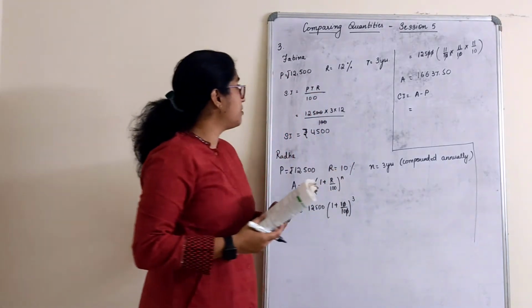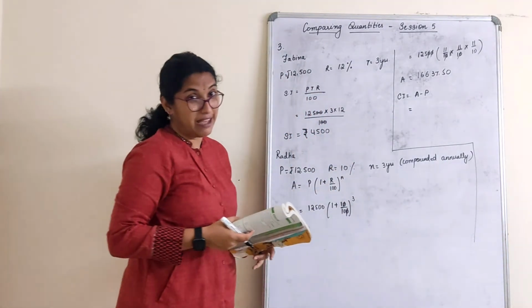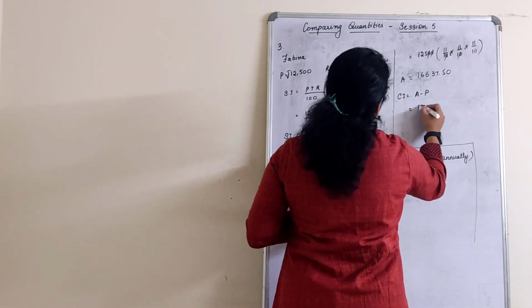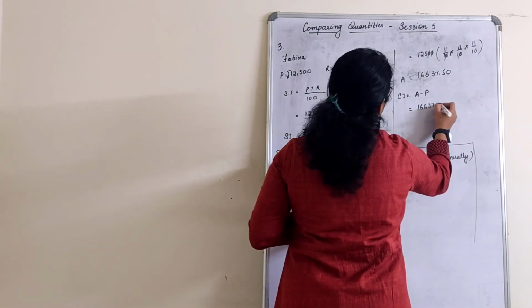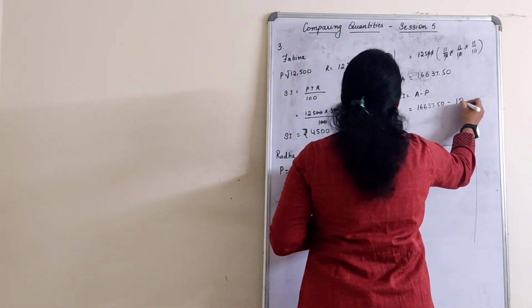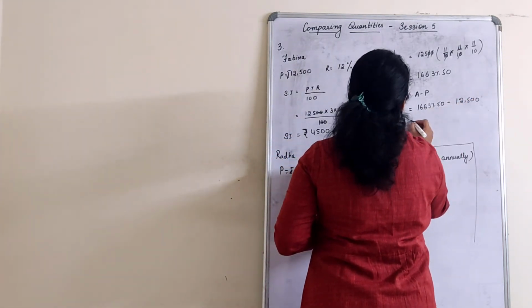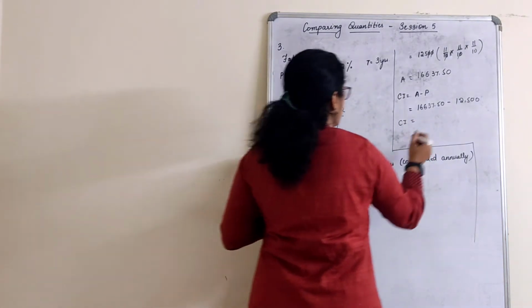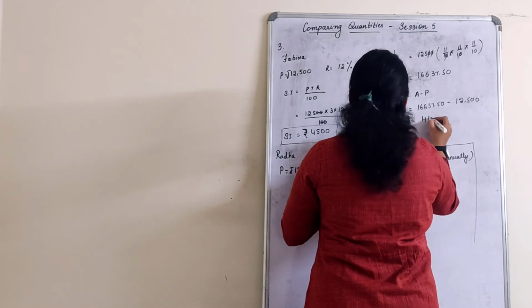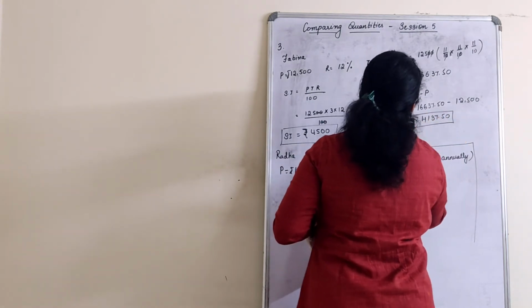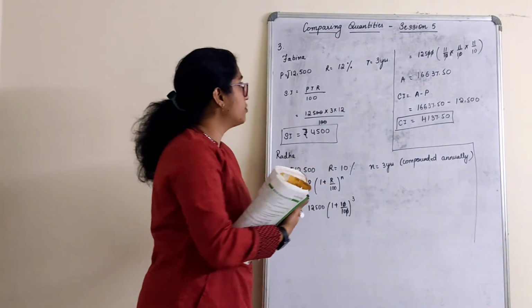Compound interest is equal to amount minus principal. I can't get the amount less than the principal; I have to get more than that. So amount is how much? 16,637.50 minus principal 12,500. Compound interest, I'll just put this in a box. Compound interest is equal to 4,137.50.